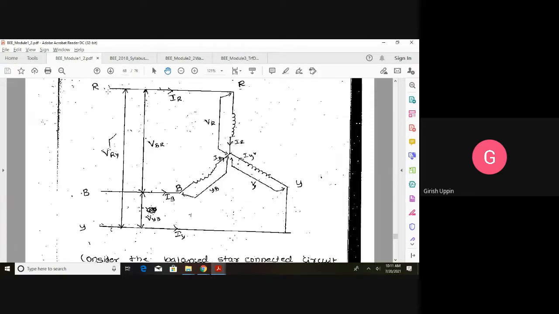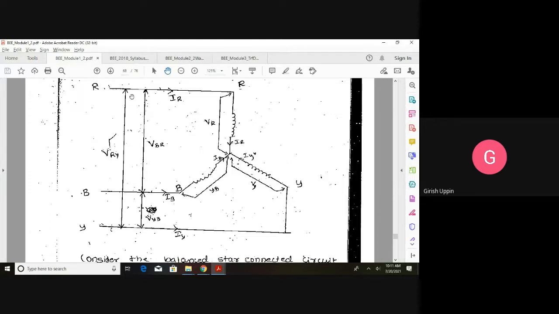The voltage that is measured between R and B, we call it VBR. It is a line voltage. The line voltage measured between R and Y is VRY, that is a line voltage. And the voltage measured between terminals Y and B, VYB, is a line voltage. So this is line voltage VL, this is a line voltage, and this is a line voltage.